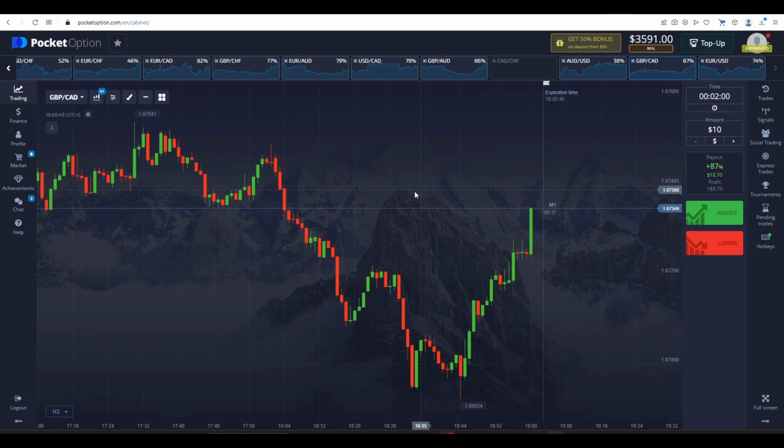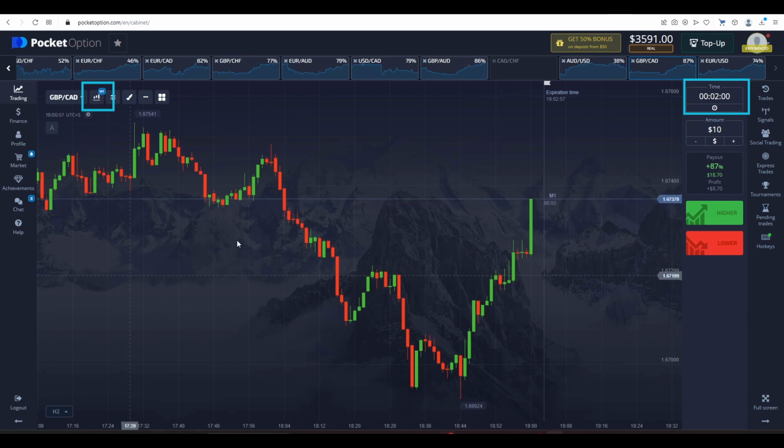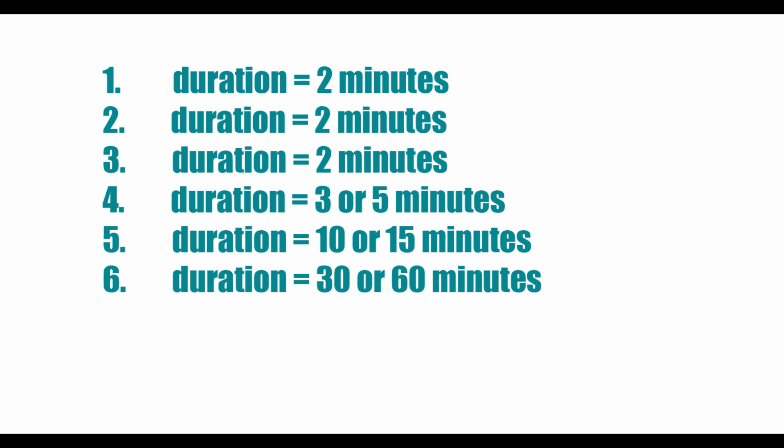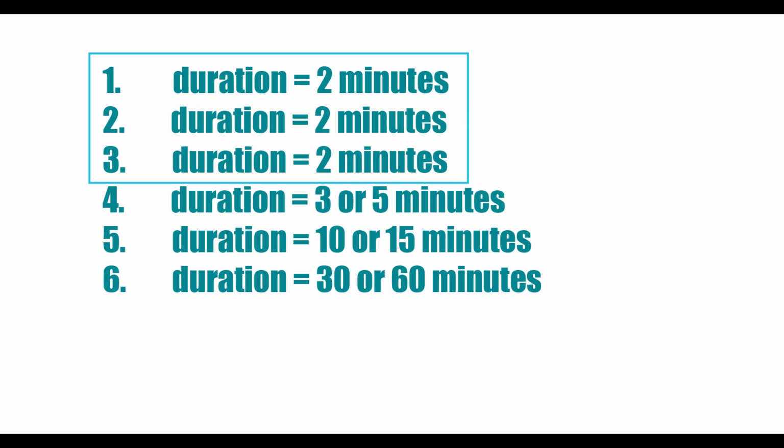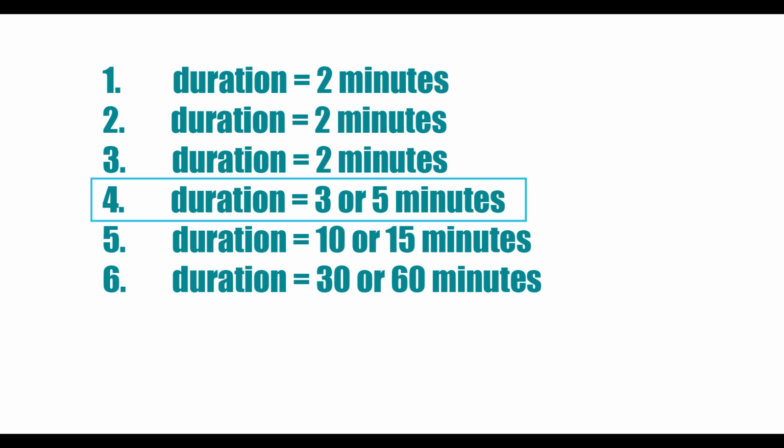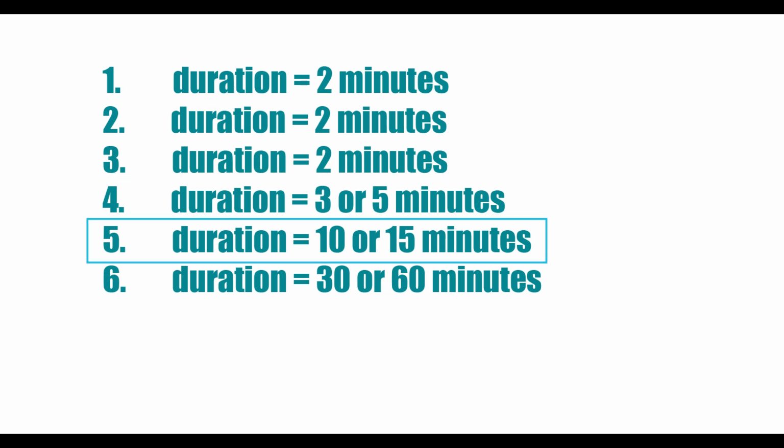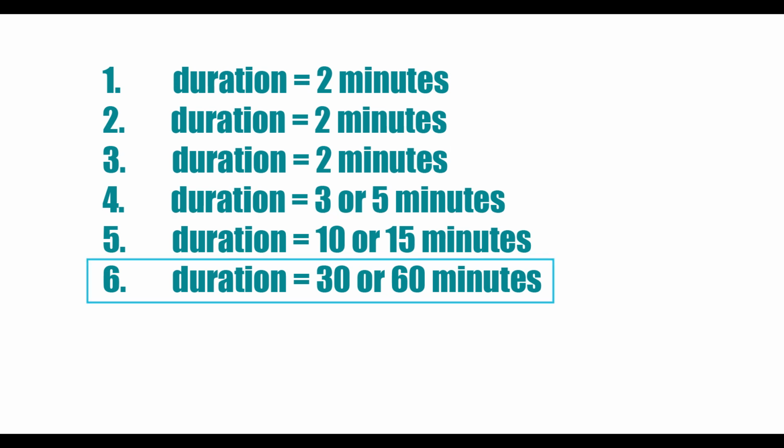If we take the new strategy, it is applied only on charts with a 1-minute time frame. According to this strategy, the duration of the transaction is 2 minutes. If we need a series of transactions while working with the news, then the expirations will be like these. The 1st, 2nd, and 3rd trades are 2 minutes each. The 4th trade is 3 or 5 minutes. The 5th trade is 10 or 15 minutes, and the 6th option is purchased for 30 or 60 minutes.